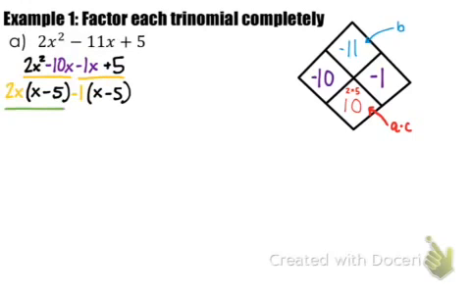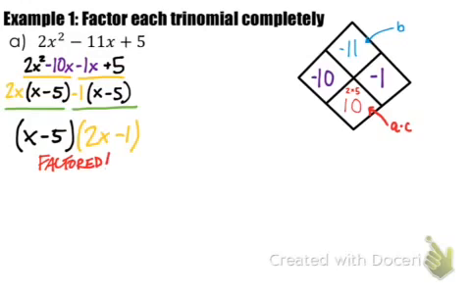Now we group the two products again, and if you look at it, they both have a common binomial of x minus 5. So we factor out the x minus 5 from the first group and we're left with a 2x, and from the second group we're left with a minus 1. If we look at both binomials, x minus 5 and 2x minus 1, there's no other GCF that we can factor out of each binomial, so this is considered factored, and we are completely done with this polynomial.